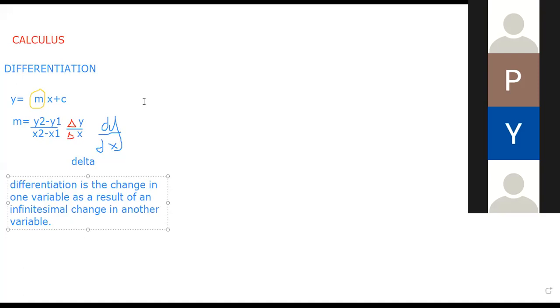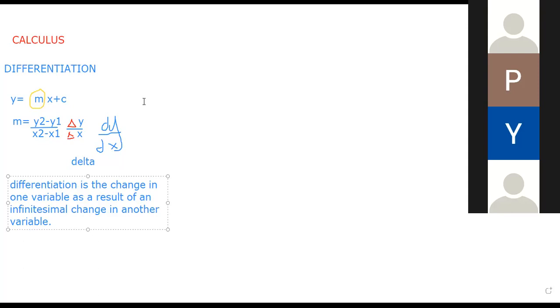So for example, if we say that GPA and learning hours are related, by how much would GPA change if your learning hours change? If the change in learning hours is so small that it is close to zero, how would GPA change? You can do that with differentiation.